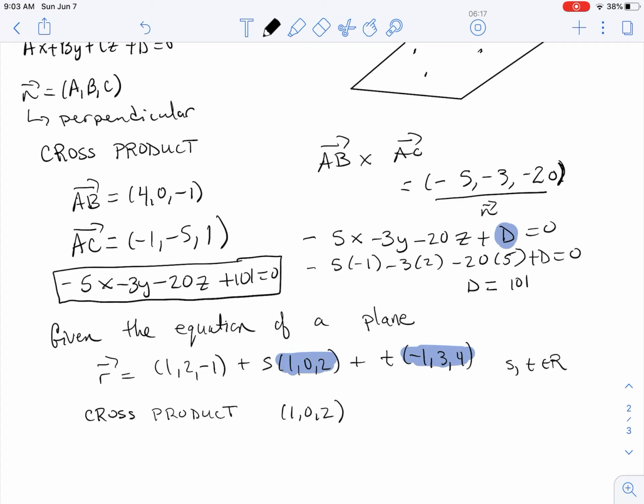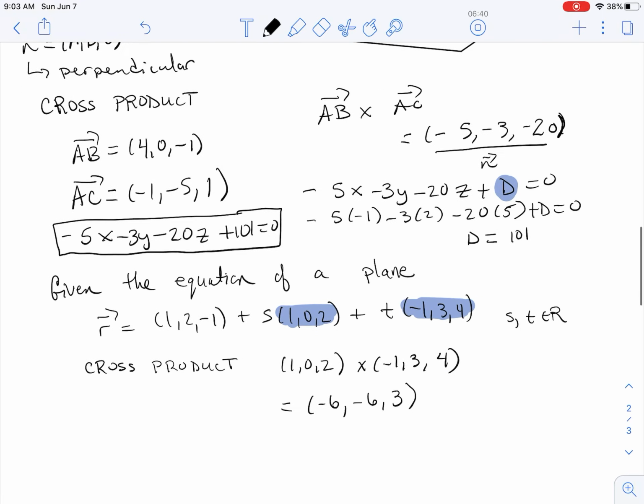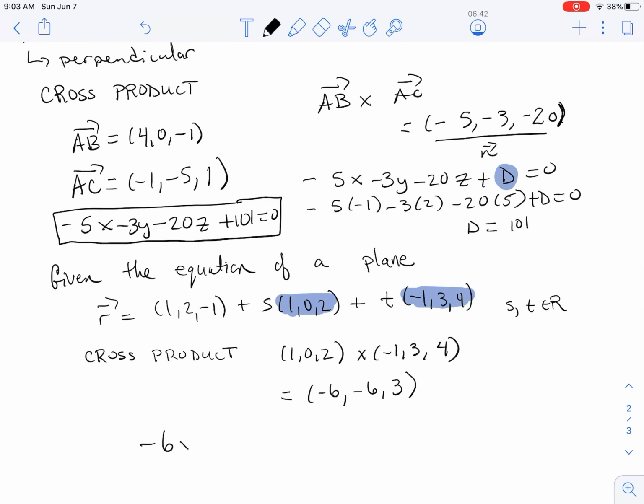So in this case here, I would be going 1, 0, 2 cross negative 1, 3, 4. Again, you can refer to a prior video to practice how to do the cross product if you need a little bit more work with that, and that's perfectly fine. So that'll come out to that, and then pretty much more of the same here.